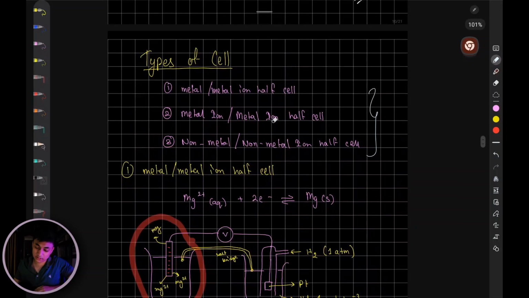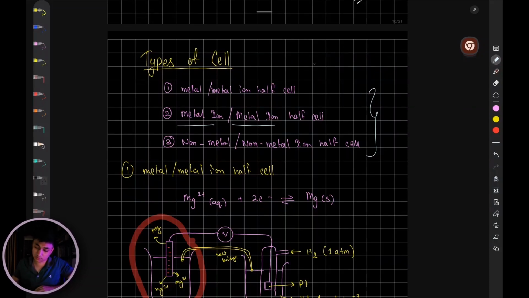The other is the metal ion, metal ion half cell. So you can have a solution where the electrode doesn't need to be of iron. The electrode will actually be of platinum, which is neutral, Pt. And the solution will actually have the two metal ions, so let's say Fe2+ and Fe3+. The two ions will be inside the solution, making it a metal ion, metal ion half cell.